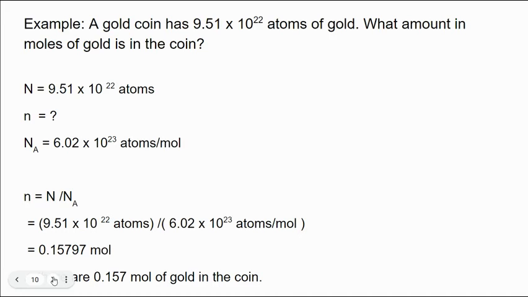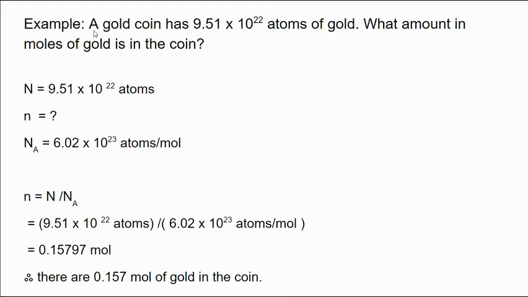You have a gold coin. I don't know who's counting, but we find out that there's 9.51 times 10 to the 22 atoms of gold. What amount in moles? And again, amounts can be lots of things, mass, volume, but we're going to look at what is that as a molar amount. What amount in moles of gold is in this coin? Before I even start this, I'm going to look at that in my head. I'm kind of thinking that is less than 6.02 times 10 to the 23. So how many moles is this? It's probably going to be less than 1 because I don't actually have a full mole of gold.